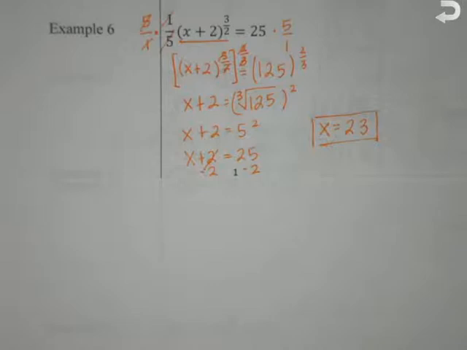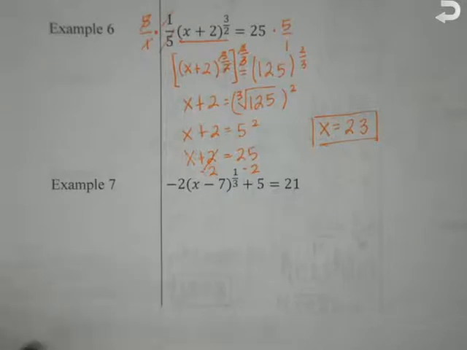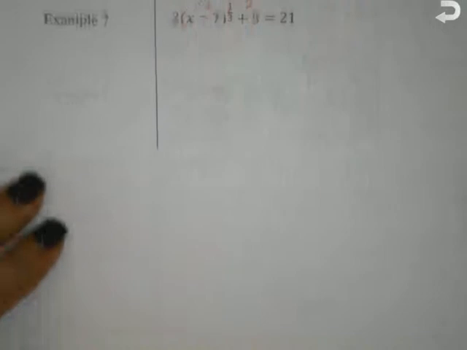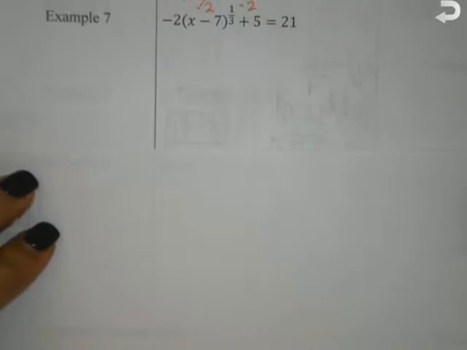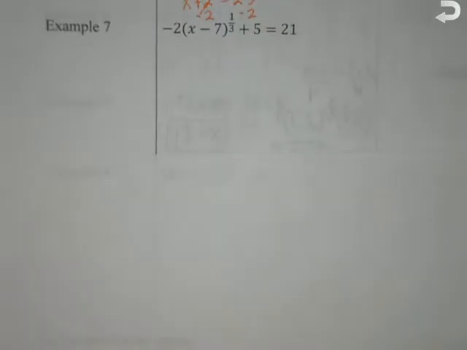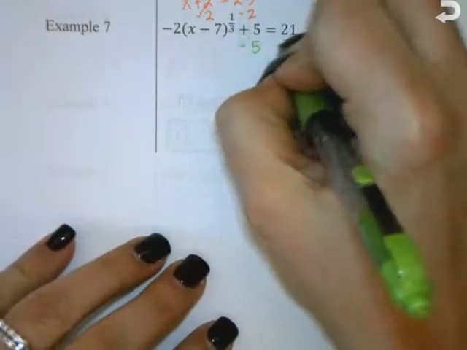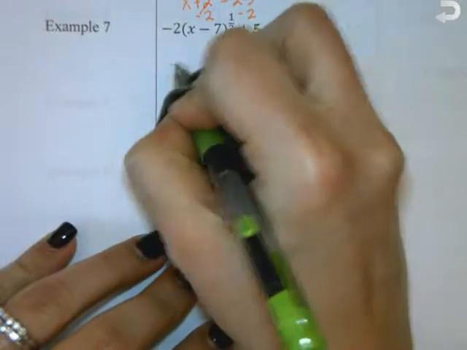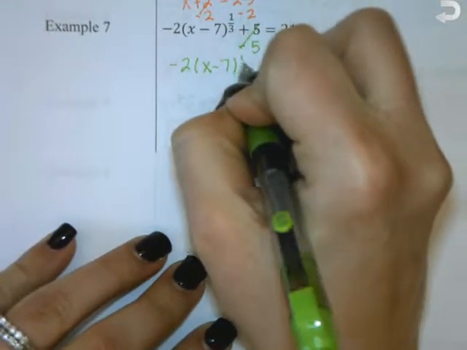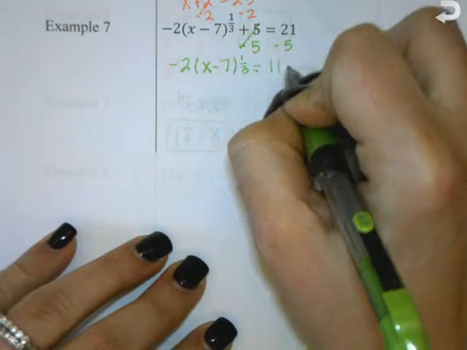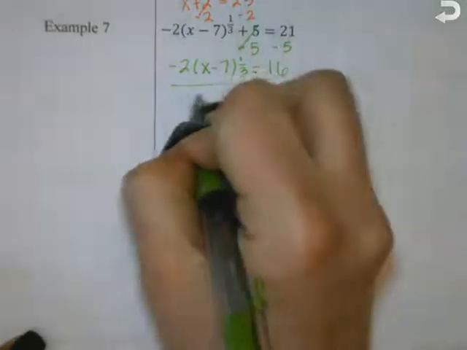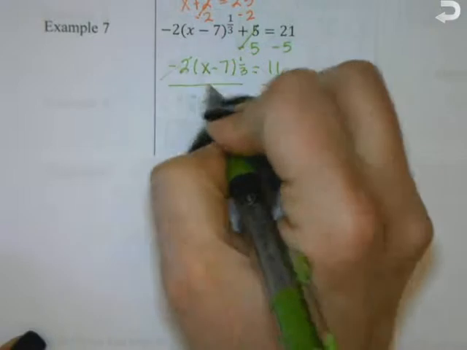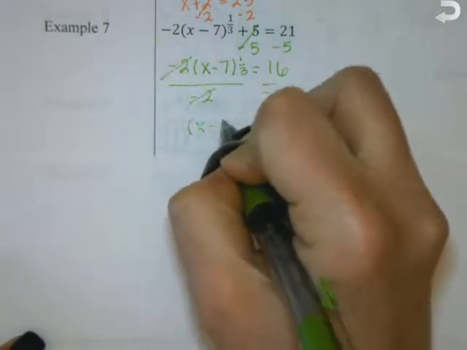So here's one where we're going to put both of those ideas together. So example 7, negative 2 times (x minus 7) to the 1/3 power plus 5 equals 21. So what did you guys do first? Okay, so let's subtract 5. So that gives us negative 2 times (x minus 7) to the 1/3 equals 16. And then what did you do? Good, divide by negative 2. So that's (x minus 7) to the 1/3 equals negative 8.